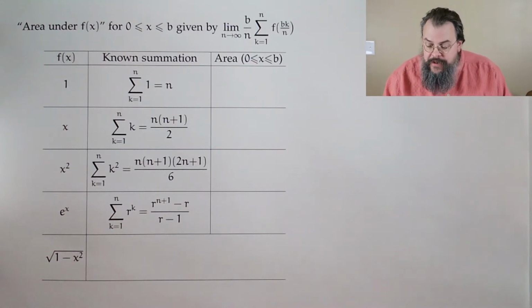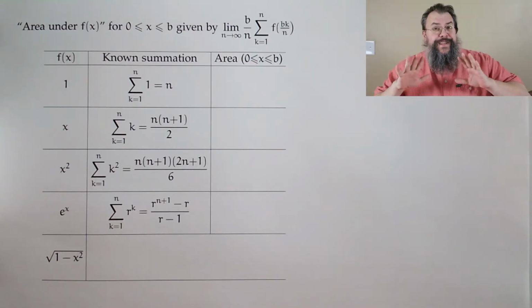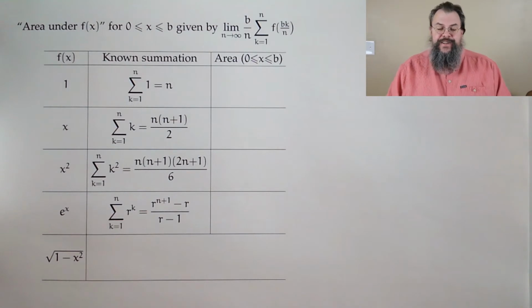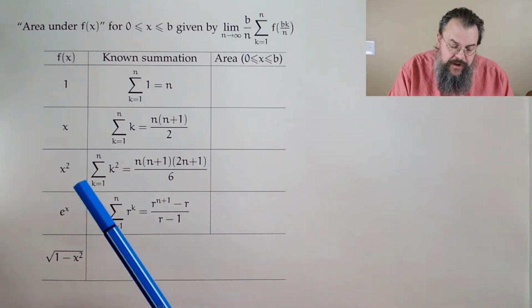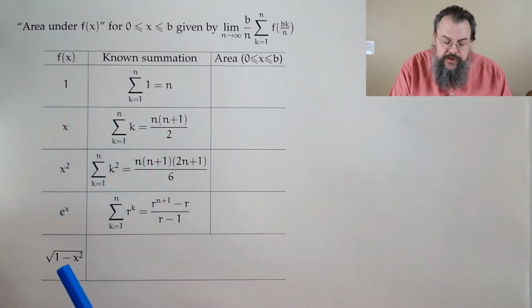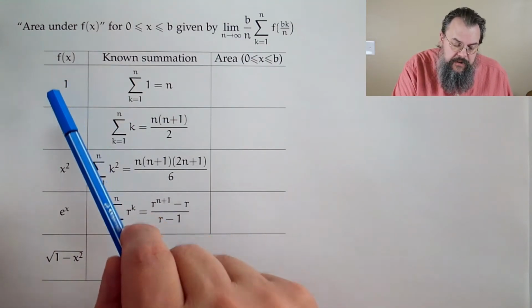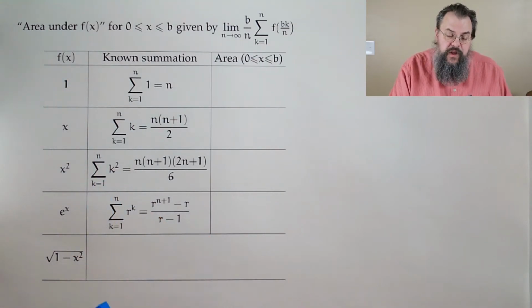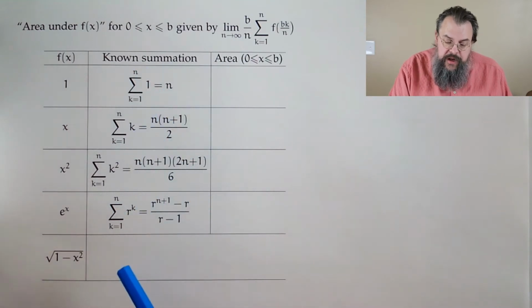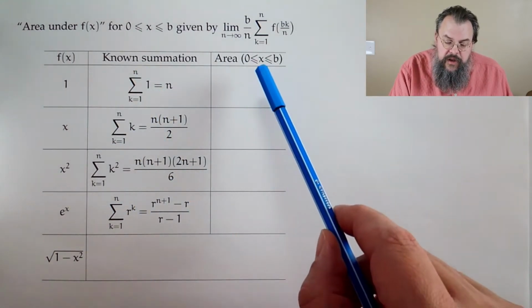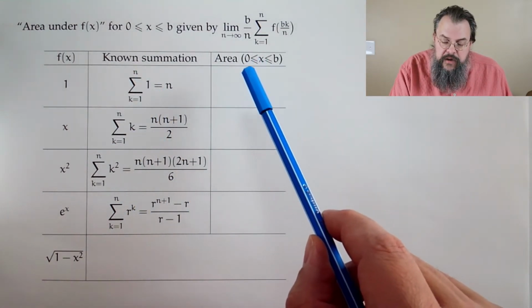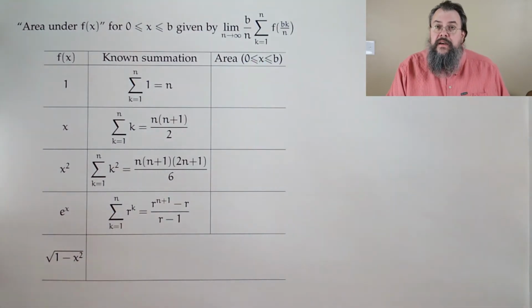And on a side note here, we're going to do things a little differently today. So, what are we going to do? We're going to look at some various functions. In fact, we're going to look at 5 candidates. And we're going to use some things which are known about the sums. And our goal is, look, find the area from 0 to b.